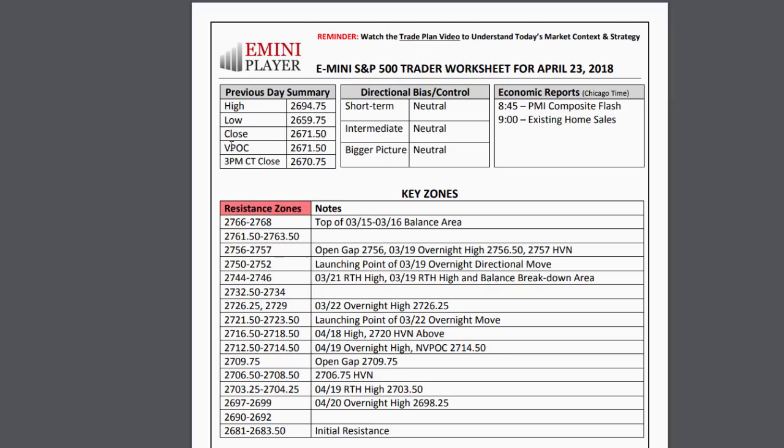Now, the VPOC is the volume point of control, so that is the highest volume price from the previous day. It just serves as a very short-term reference as to what the market considers to be fair value, right? If a lot of volume transacted at a single price, that means there was acceptance at that price. That means both the buy side and the sell side saw that price as a fair price to do business, because that's the only way a lot of volume would transact there, right?